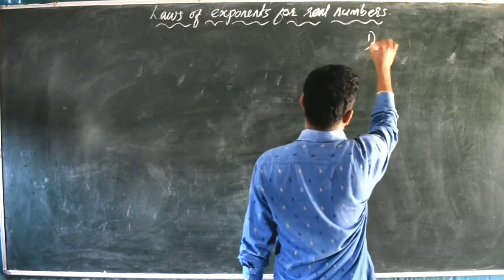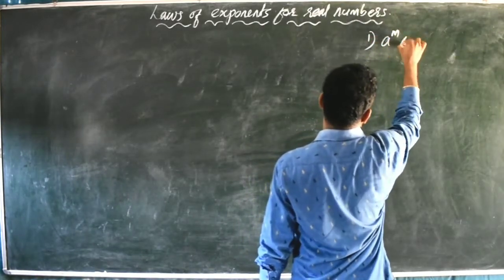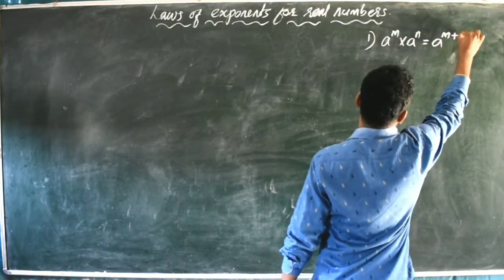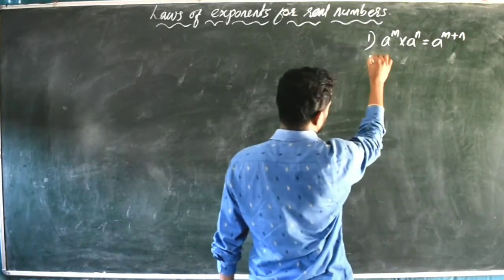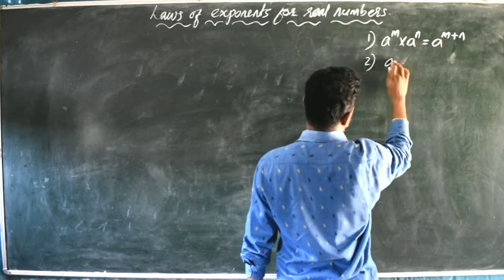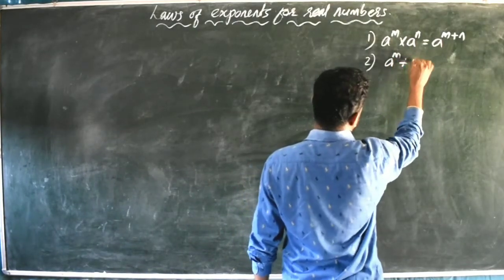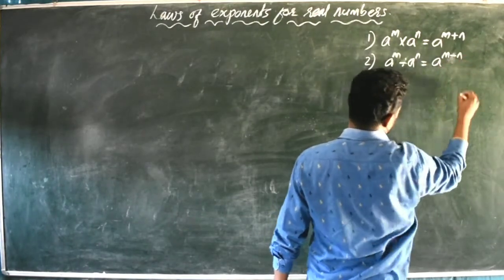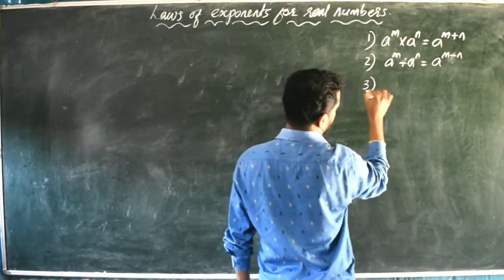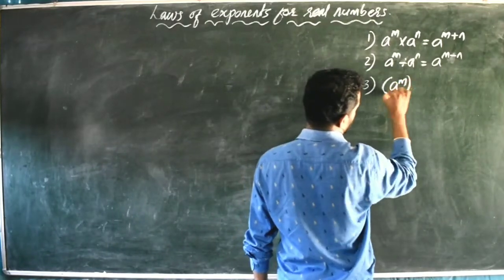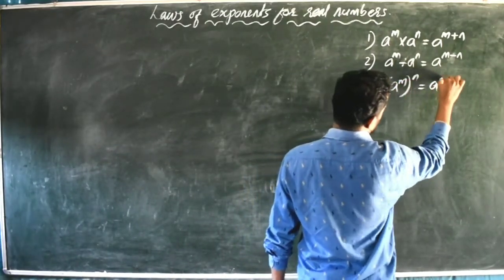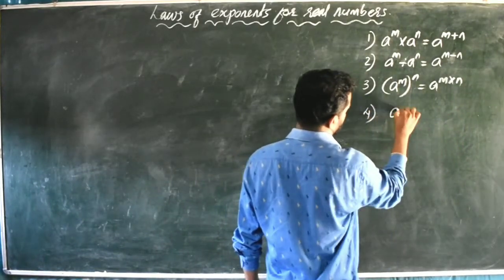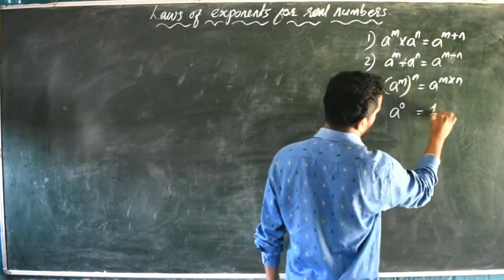Number one is a raised to m into a raised to n is equal to a raised to m plus n. Second one is a raised to m divided by a raised to n is equal to a raised to m minus n. Third one is a raised to m the whole raised to n is equal to a raised to m into n. Fourth one is a raised to 0 is equal to 1.